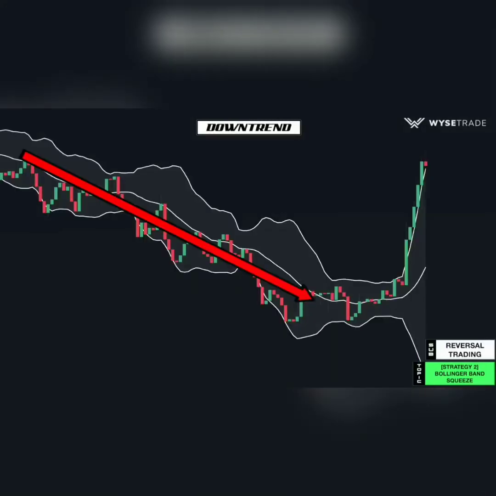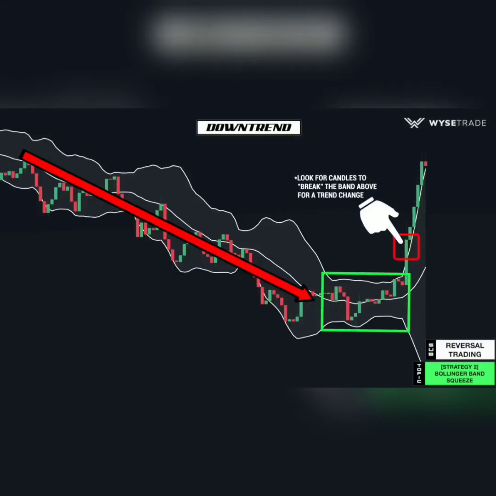You have your moving downtrend. The bands squeeze together. Then once price breaks the band above, this signals a reversal of the trend, and you would look for long trade entries.